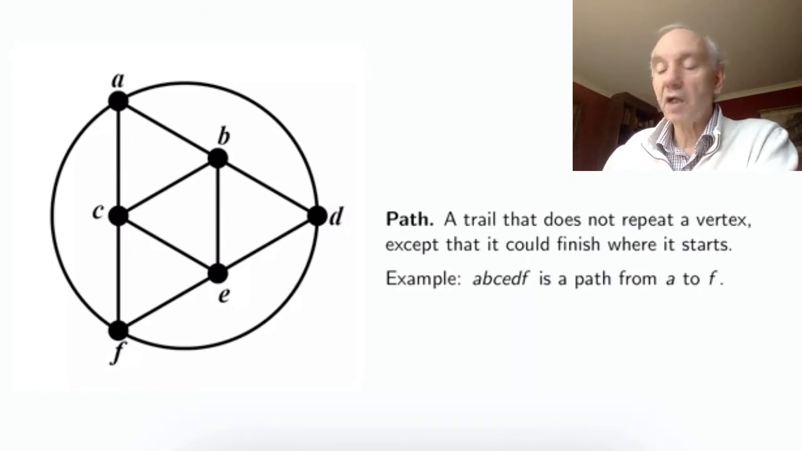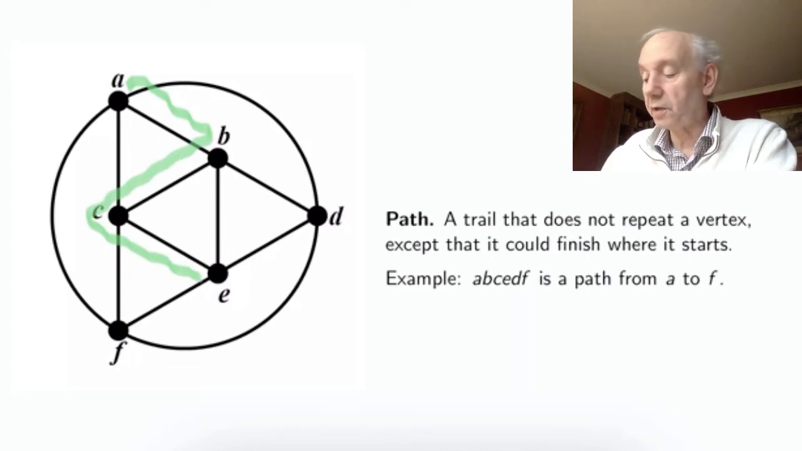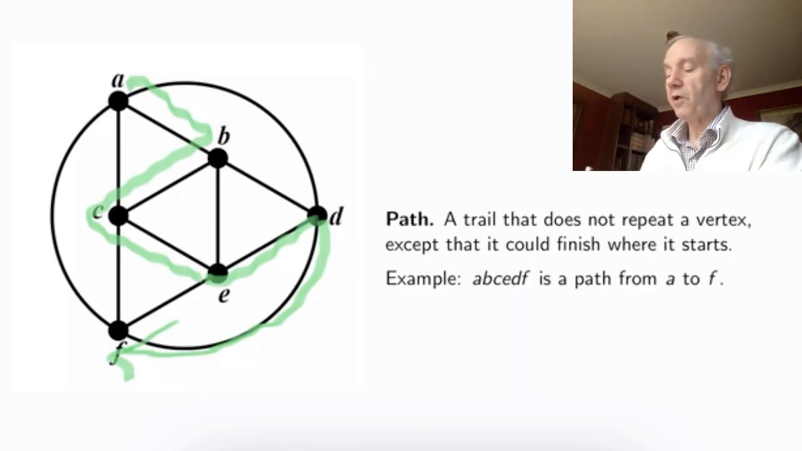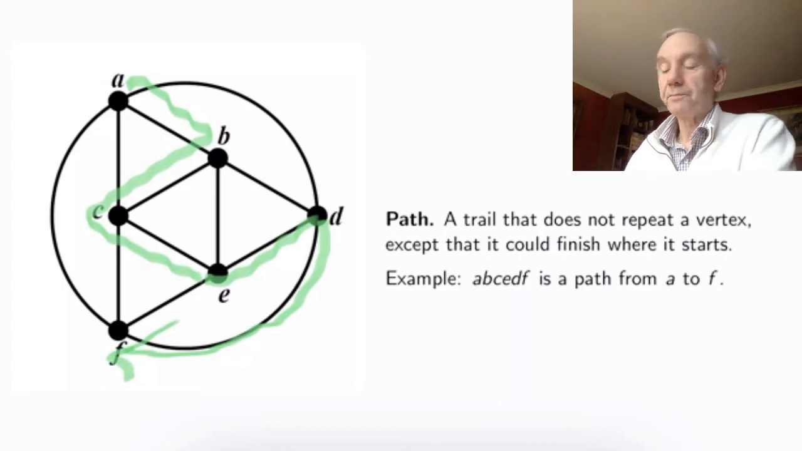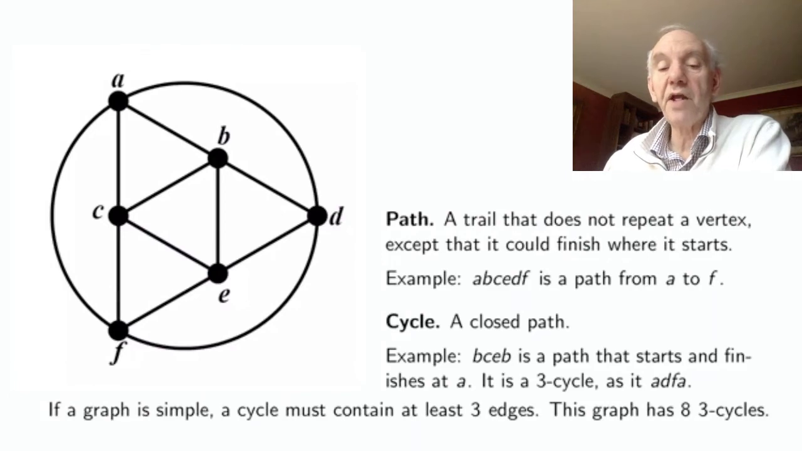So for example, start at A, go to B, go to C, go to E, and we can't go back to B, we're not allowed to do that. So E to D is allowed, and then D to F. So that is, in this case, an example of a path, because no vertex is repeated. It's a path from A to F. And our path can be closed, as I mentioned, and if it's closed, it's called a cycle.